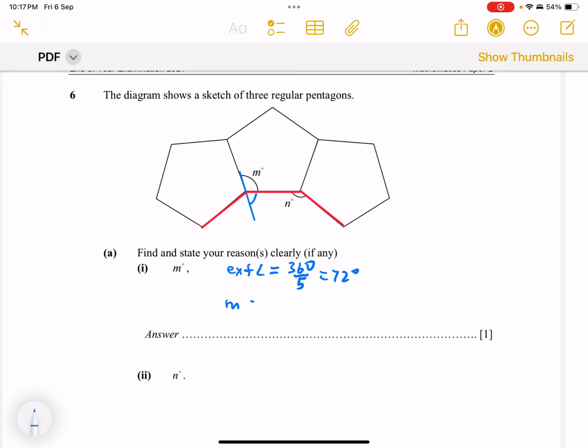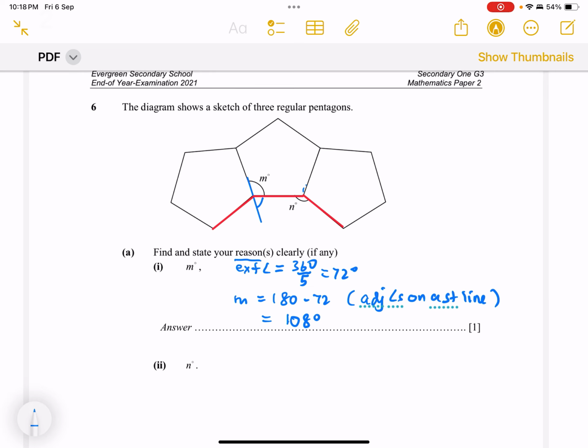So M is just 180 minus 72. So what is the reason? Reason is adjacent angles on a straight line. That is 108. Then we want to find N. N is actually made up of 2 exterior angles. Right? So N is 2 exterior angles, 2 times 72. That will give us 144 degrees.